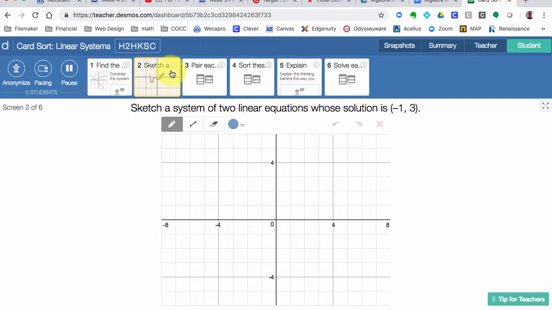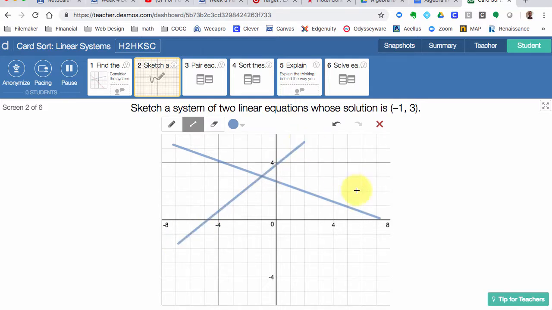Sketch a system of two linear equations whose solution is at -1, 3. So I'm going to use this deal here. I'm going to make a point at -1, 3, and now I can make a line that just intersects at that point. There you go. There's a system. Now it gets a little more fun.